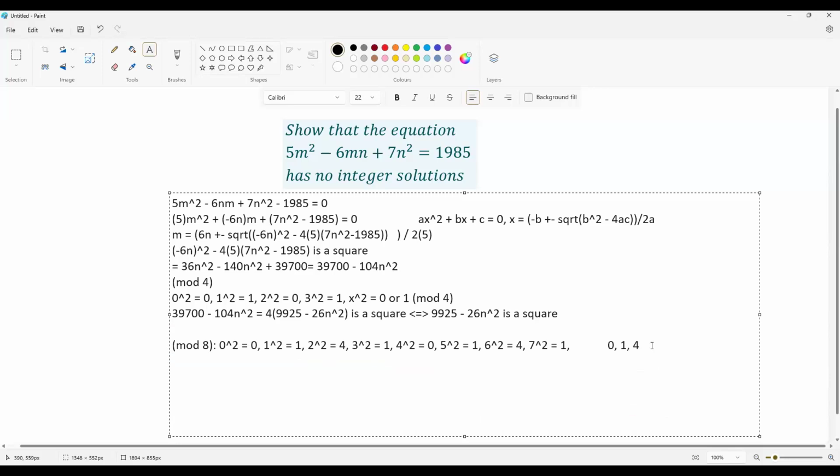So now let's look at this mod 8. 9925 minus 26 n squared is congruent to 5 minus 2 n squared, which is congruent to 5 or 3 or 0, or 5 mod 8, because n squared is 0, 1, or 4. If it's 0, then we get 5. If it's 1, then we get 3. If it's 4, then 5 minus 8 is negative 3, which is congruent to 5.